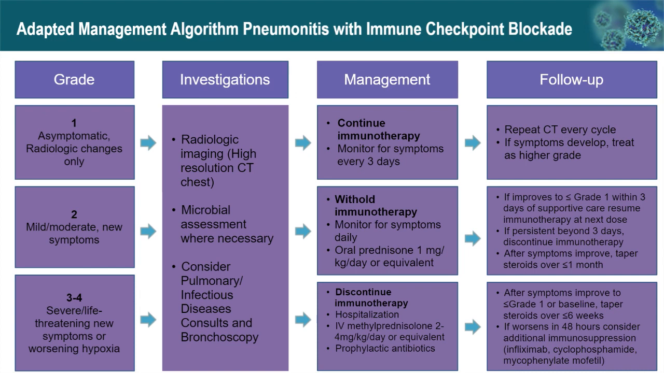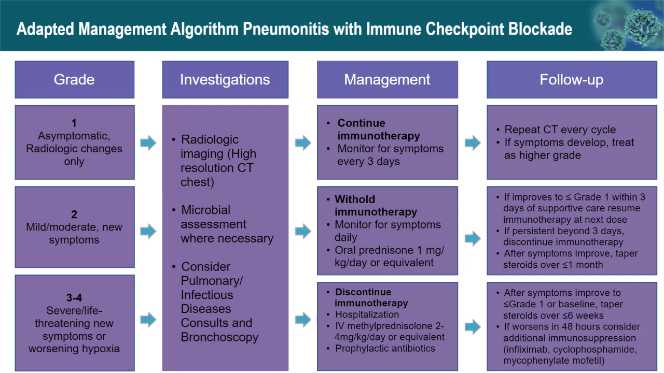In these cases, we would withhold immunotherapy, and when there is a high suspicion for immune-related toxicity, treat with prednisone 1 milligram per kilogram per day. Again, in those with more severe toxicity, defined as grade 3 or greater, a high-resolution CT scan is appropriate. Again, the standard microbial assessment, and in these cases, consultation with pulmonary medicine and infectious diseases would be standard.